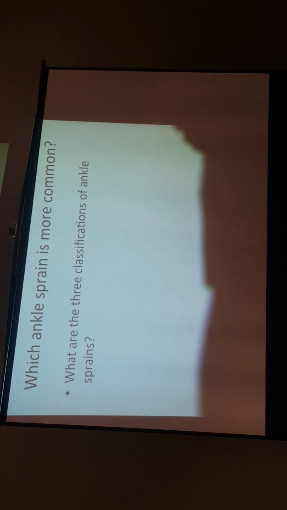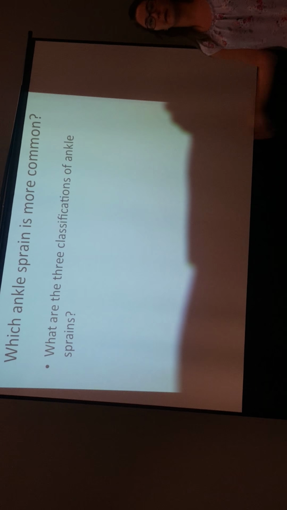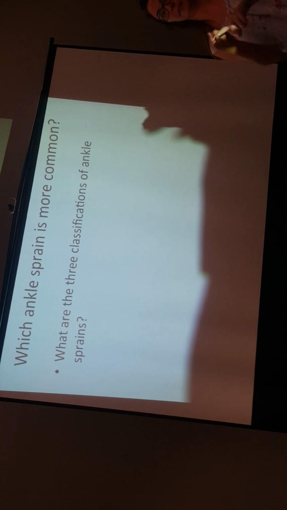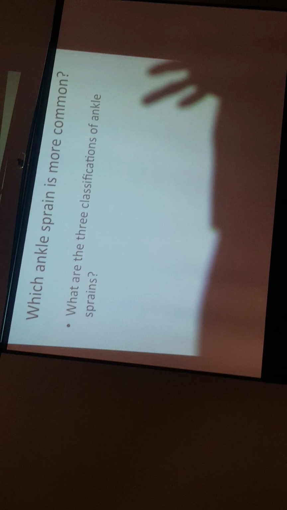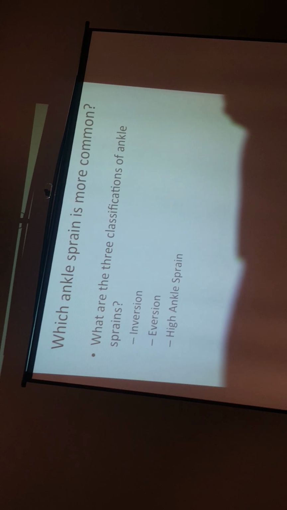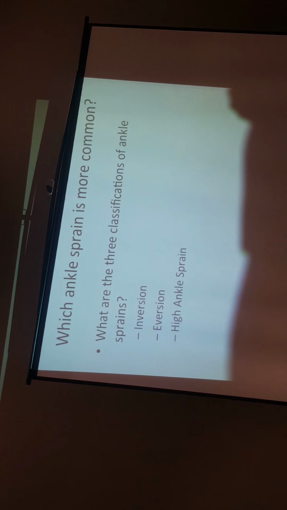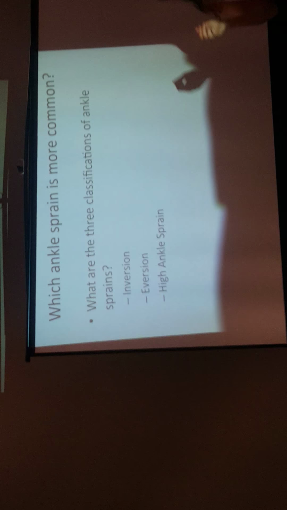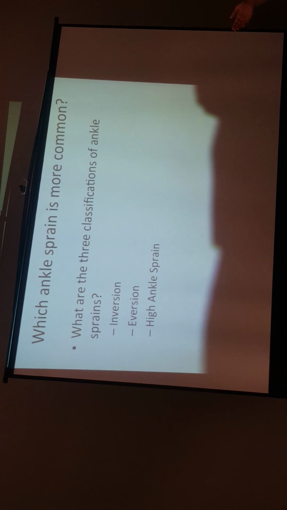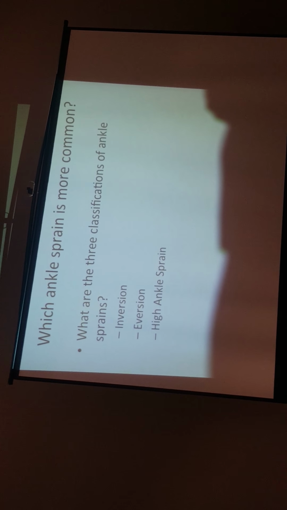Okay, so can you guys tell me the 3 different types of ankle sprains? Inversion, eversion, and the third one? So you have inversion, eversion, high ankle. Inversion is going to be injury to the anterior talofibular, calcaneofibular, and the posterior talofibular, okay? Eversion is going to be injury to the deltoid, and then that high ankle.